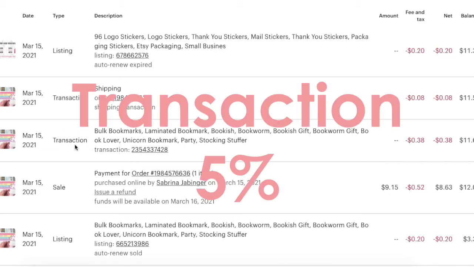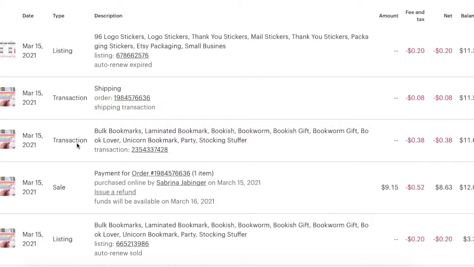So this transaction fee is going to be 5% of the overall cost. The reason these are split is because this is the regular transaction fee, and this is a shipping transaction fee.